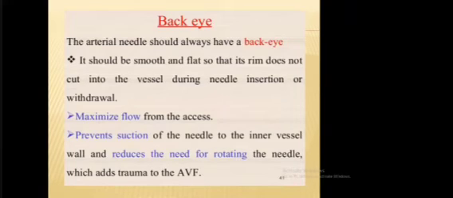What is the back eye of the needle? The arterial needle should always have a back eye. Nowadays, I think both arterial and venous needles have the back eye. It should be smooth and flat so that the rim does not cut into the vessel during needle insertion or withdrawal. This will maximize the flow from the access, and it also prevents suction of the needle onto the inner vessel wall and reduces rotation of the needle, which causes trauma to the AV fistula. So there are a lot of advantages with the back eye: it maximizes the flow, prevents suction, and reduces rotation of the needle.